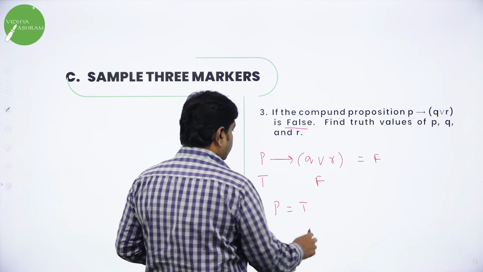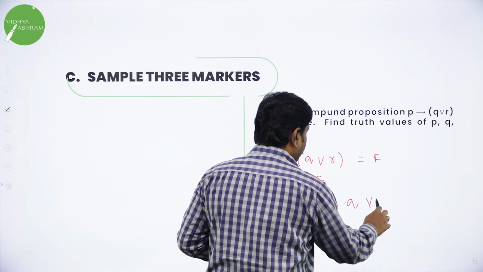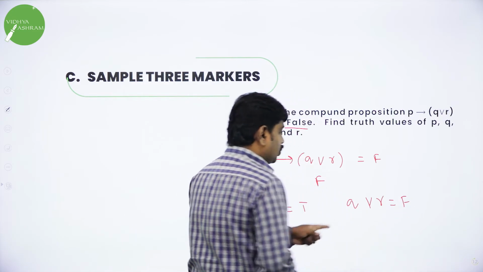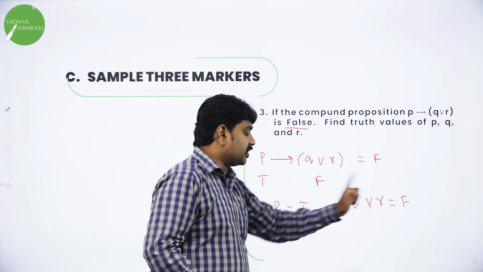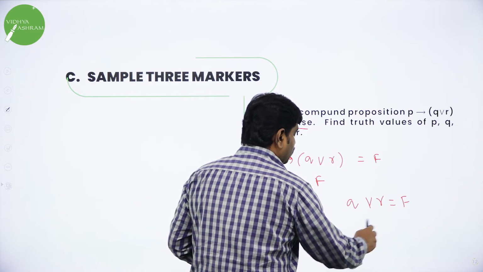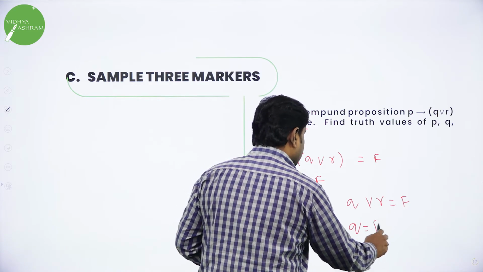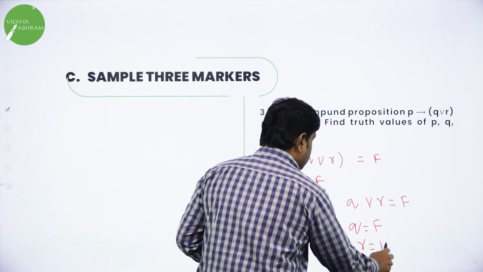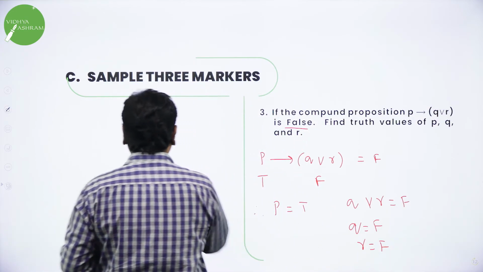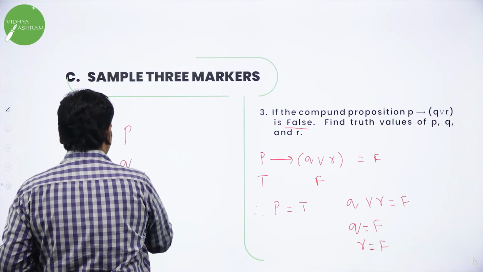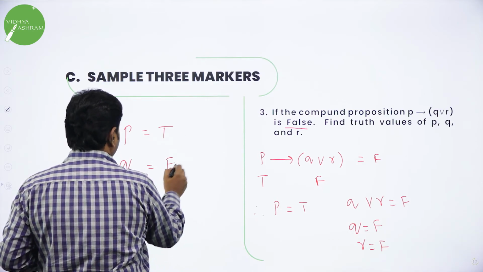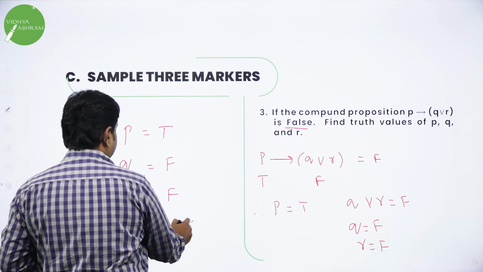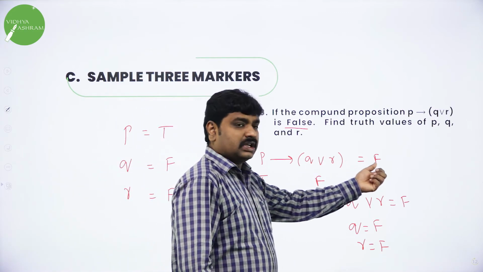We got one value. Q or R has to be false. Q or R has to be false means, you know the OR operation. In disjunction I taught you Q or R becomes false if and only if both are false. So Q is also false and R is also false. So they wanted 3 values, P, Q, R, we got all the truth values. P I got true, Q I got false, and R we got false. This is the answer.